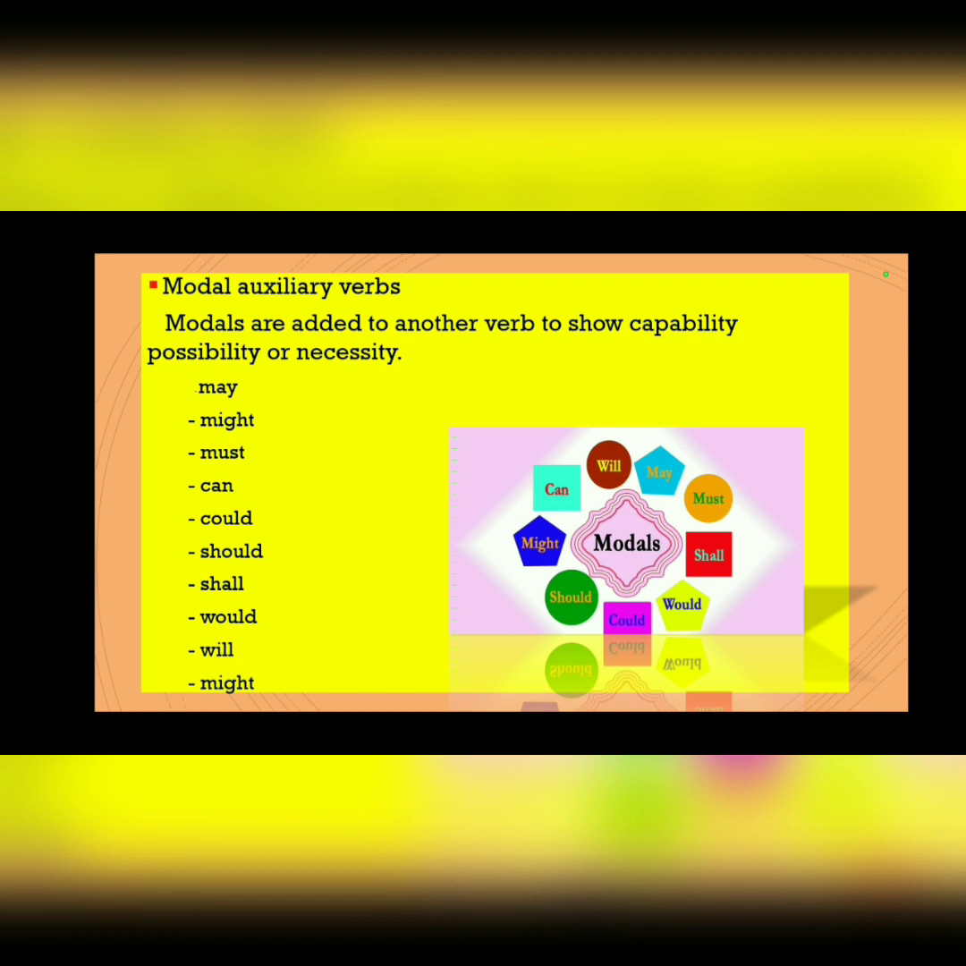We also have modal auxiliary verbs, commonly called modals or modal verbs. Modals are added to another verb to show capability or possibility or necessity as well. Common examples are may, might, must, can, could, should, shall, ought, and will. Ought is also an important one too.